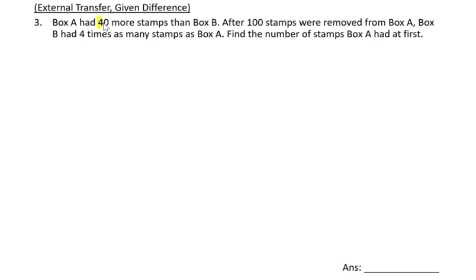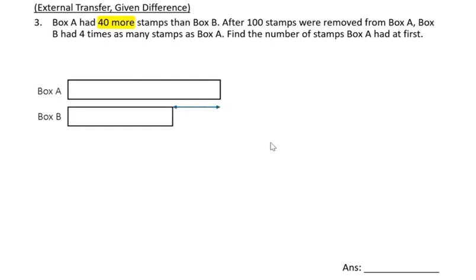So it says A has 40 more than B, right? So when you draw, make sure you list out A and B, and A will be longer than B with a difference of 40, okay? So it says 100 stamps removed from A. So this is A. I'm going to remove 100 stamps. 100 is quite a lot, so I'm going to remove a bigger portion like this. Okay, 100 stamps removed, so I shade away.